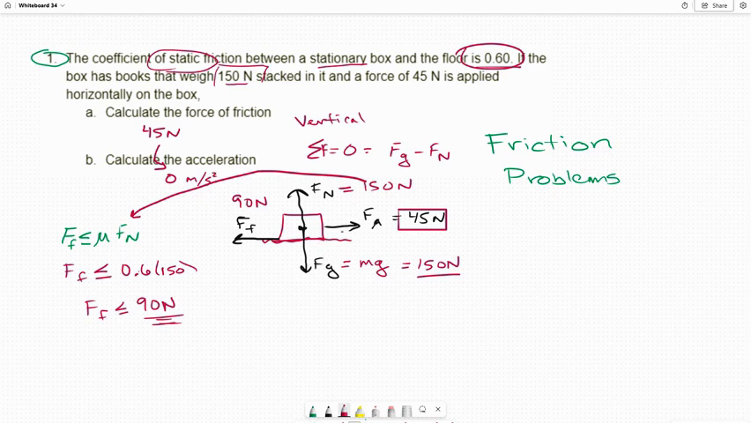For the purposes of this problem, this is not going to be too tricky, in that the 45 newtons is really just being pushed in one direction.